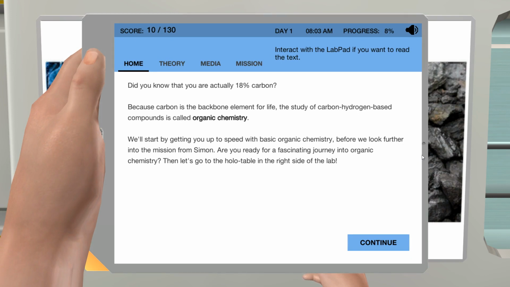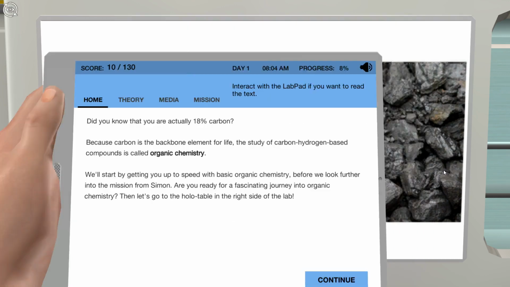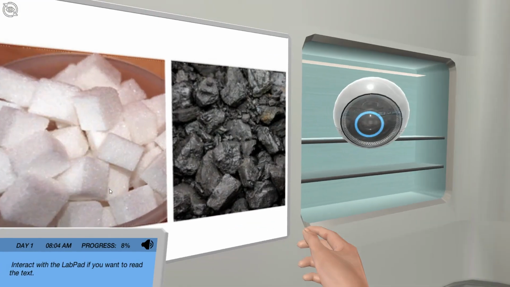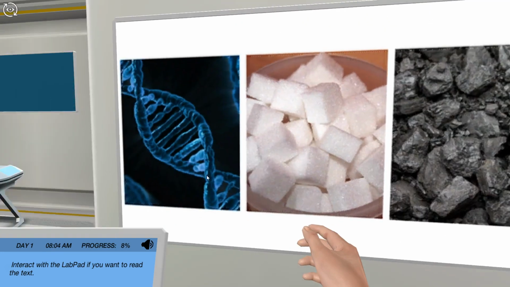We'll start by getting you up to speed with basic organic chemistry, before we look further into the mission from Simon. Are you ready for a fascinating journey into organic chemistry? Then let's go to the holotable in the right side of the lab.